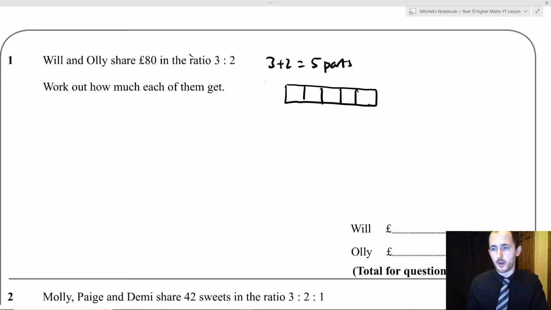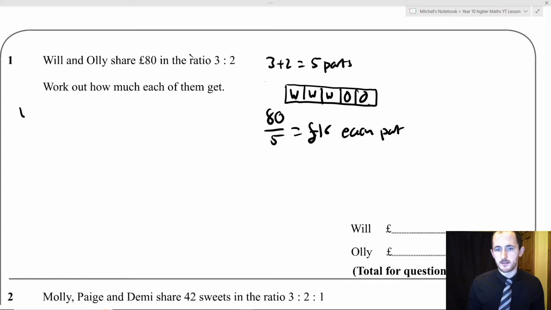Will is going to get 3 pieces, so Will, Will, Will, and then you have Ollie and Ollie, okay? So Ollie gets 2 pieces, Will gets 3. So if it's in 5 parts, we can do the £80 divided by 5, which is £16. So each part is worth £16.